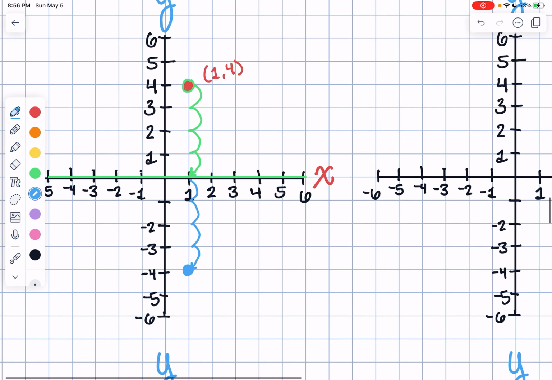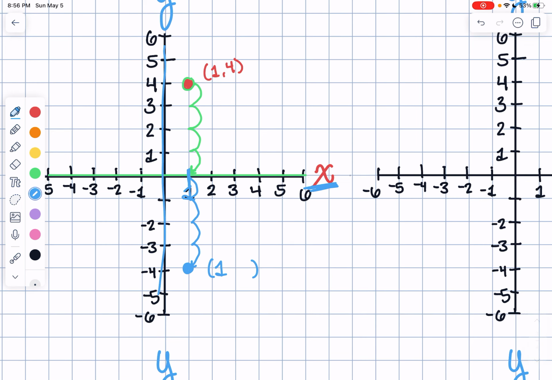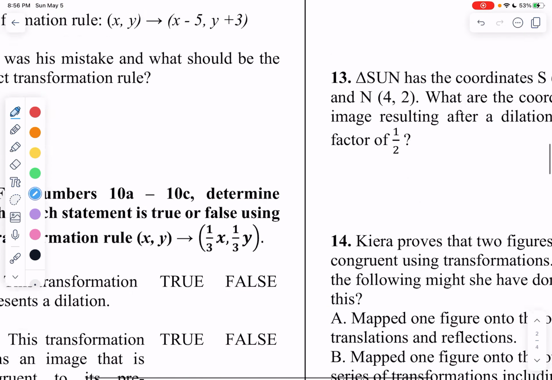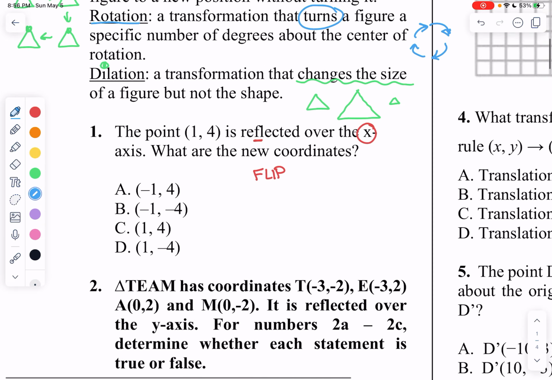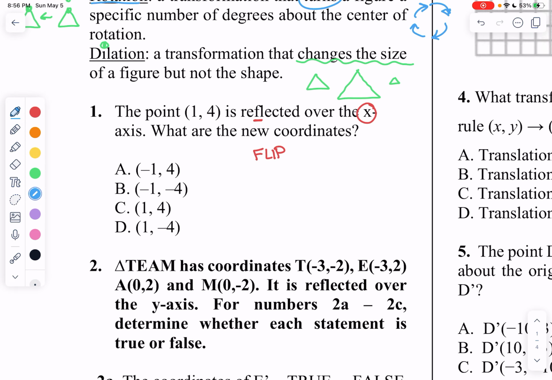Now, what is the ordered pair of this point? Well, my x is at positive 1, and my y, which is on this vertical line, is at negative 4. So I have positive 1, negative 4. All right, so up here, that is going to be D.